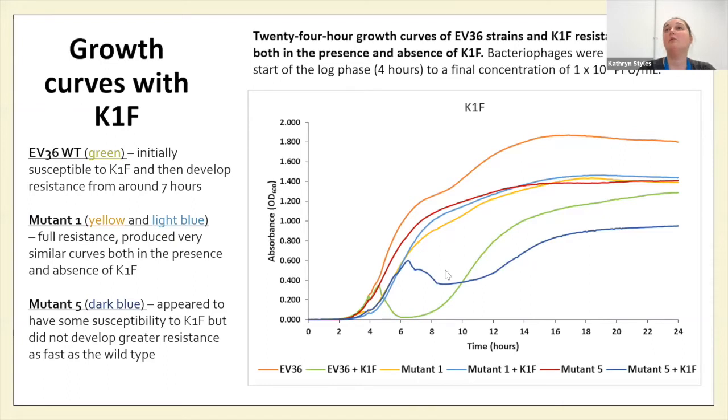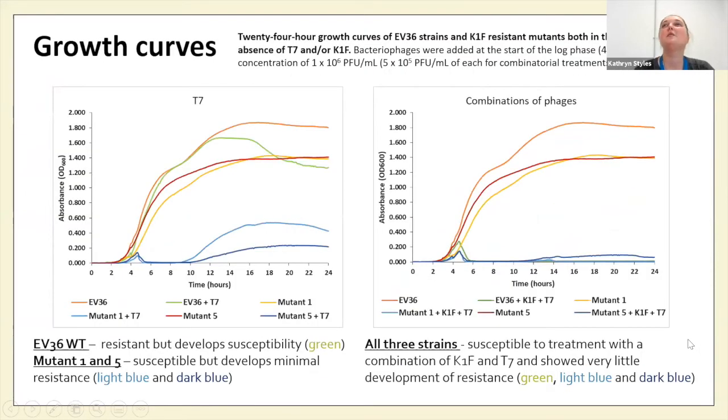And following on from that, we wanted to establish what happens with different bacteriophages. Sorry, I'm having issues with it changing my slide again. There we go. So we also decided to add T7. As I mentioned previously, T7 is normally blocked by the K1 capsule. And so we wanted to see what would happen now that we know our cells are resistant to K1F.